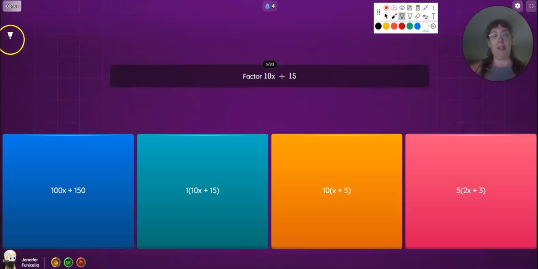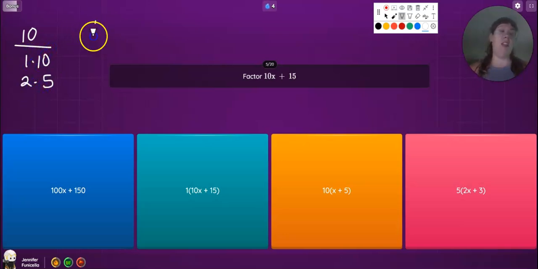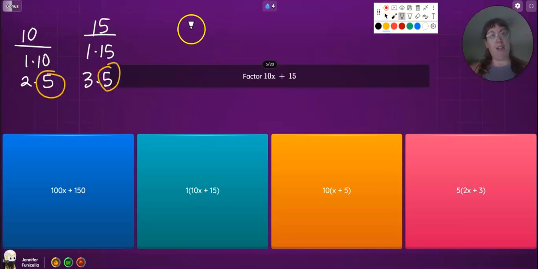Factor 10x plus 15. So we have a 10, which is 1 times 10 or 2 times 5. And then we have a 15, which is 1 times 15 or 3 times 5. So our greatest common factor is a 5. The 15 does not have an x, so we cannot factor out an x. So we can only factor out a 5.